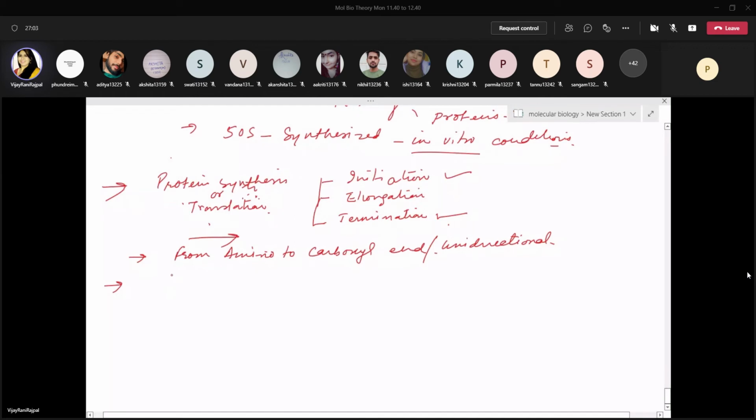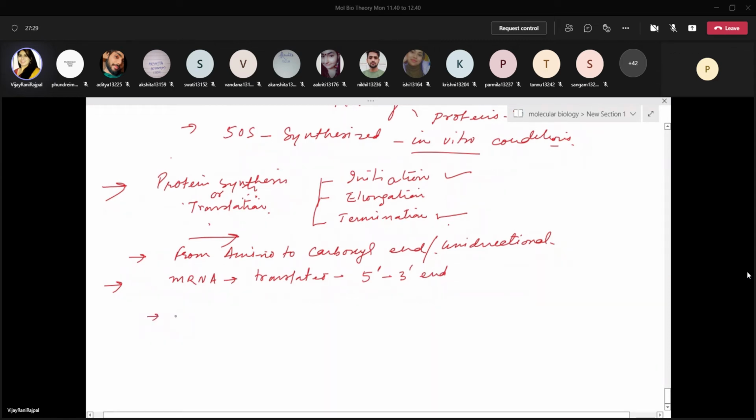So protein synthesis is unidirectional. Proteins are synthesized from amino to carboxyl end always. And for that matter, mRNA is translated from 5 to 3 end. The polarity is maintained there also. All right.